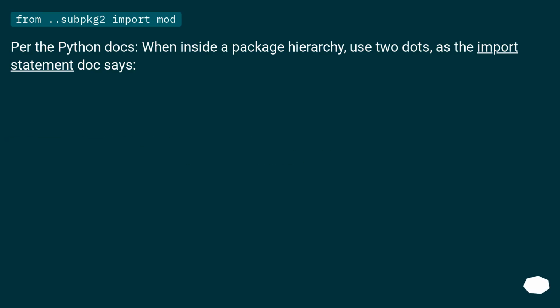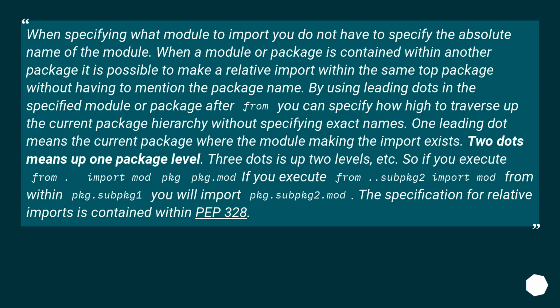From .. sub import mod. From the Python docs, when inside a package hierarchy, use two dots, as the import statement doc says. When specifying what module to import, you do not have to specify the absolute name of the module.